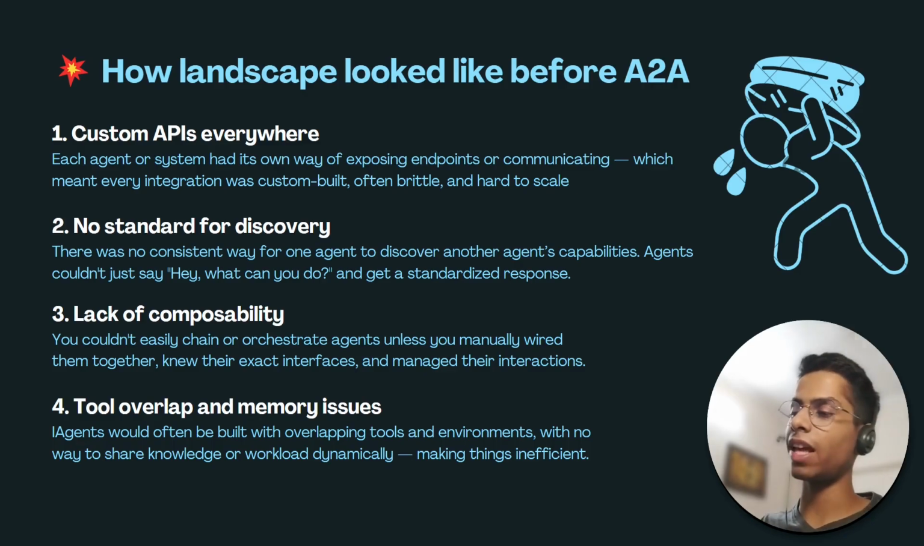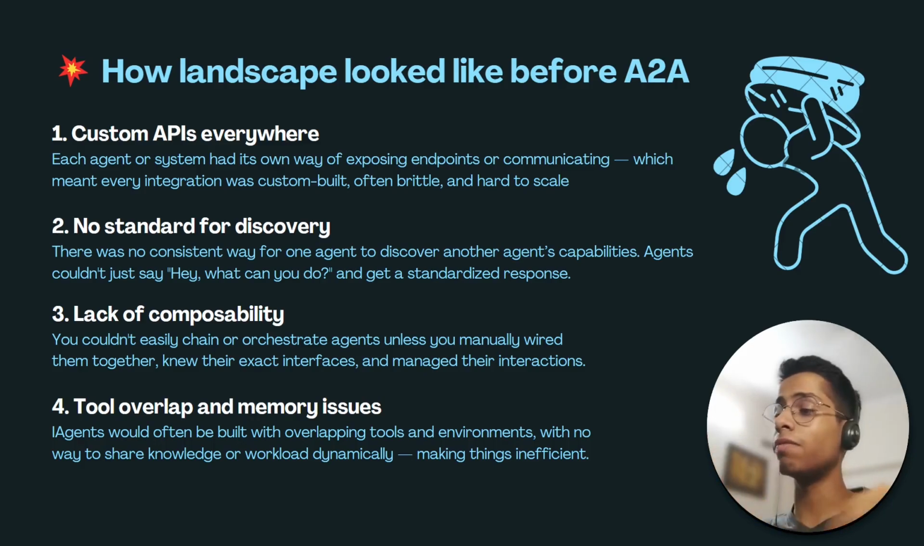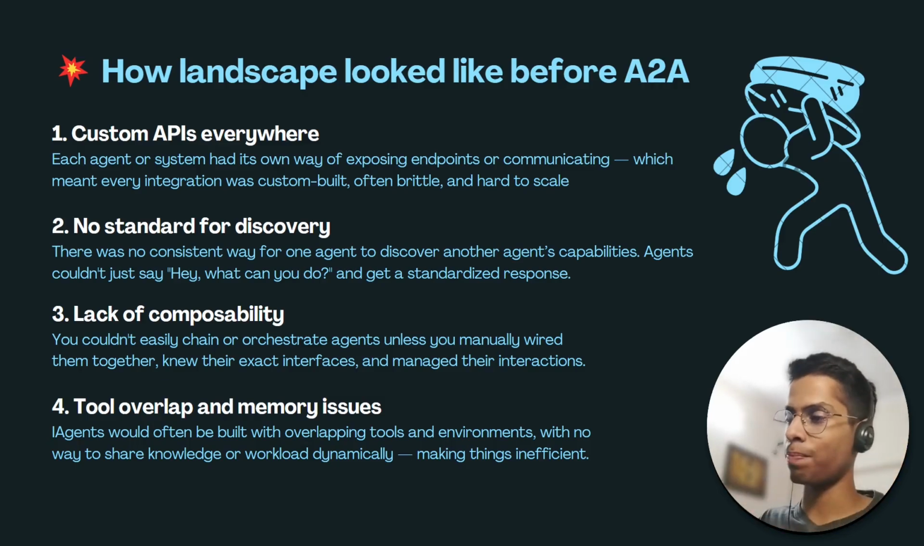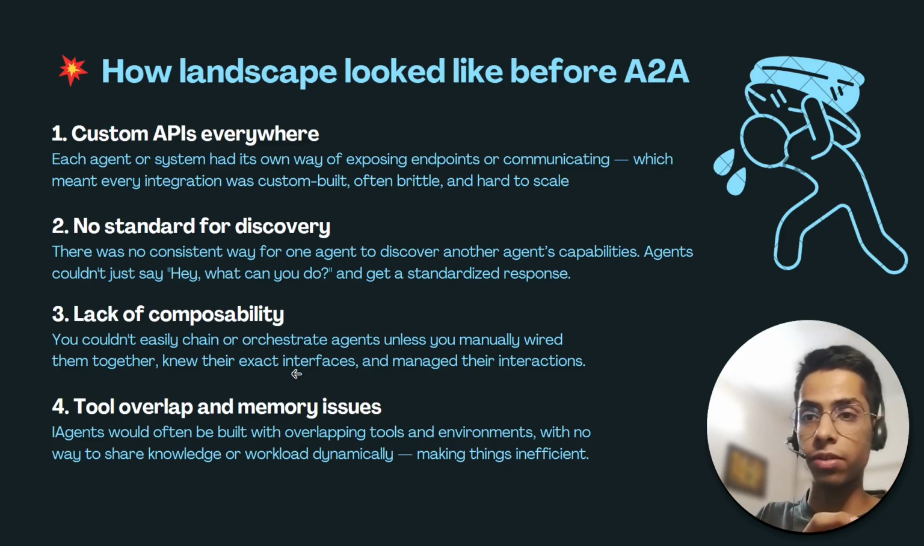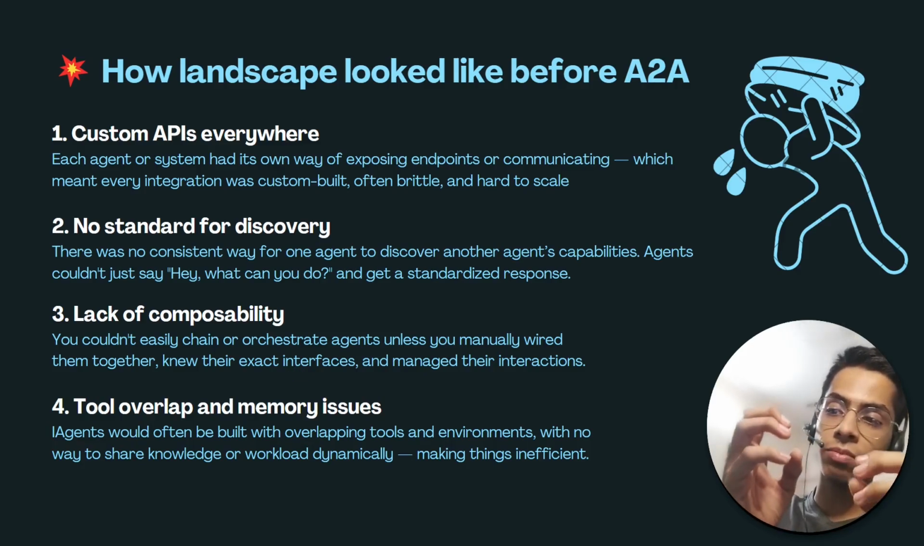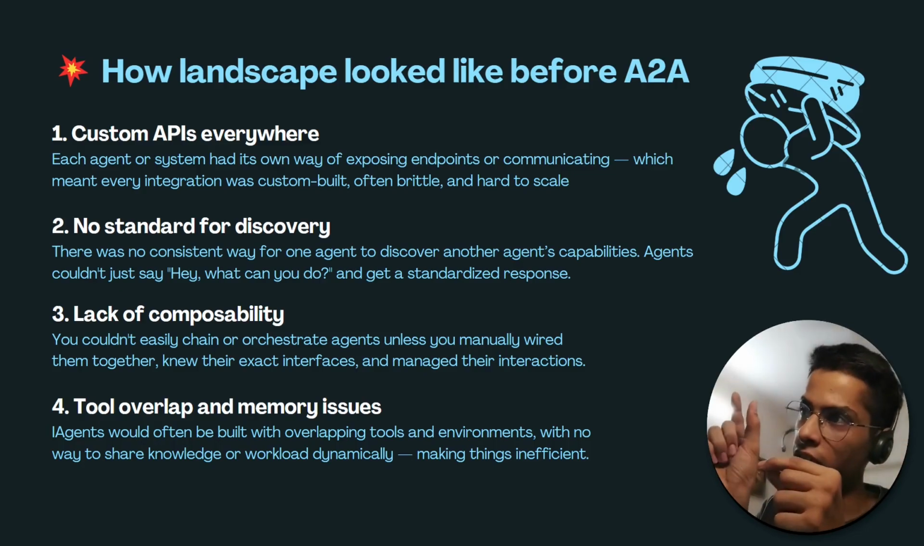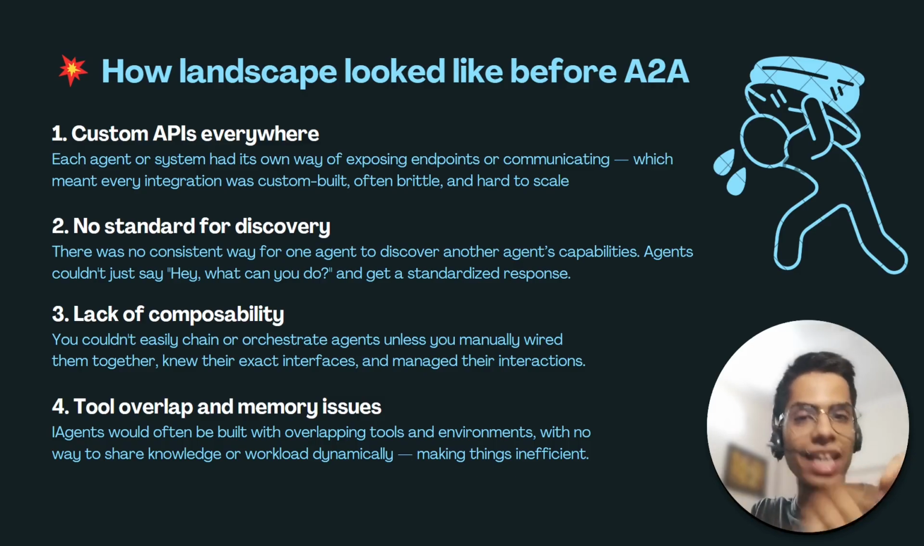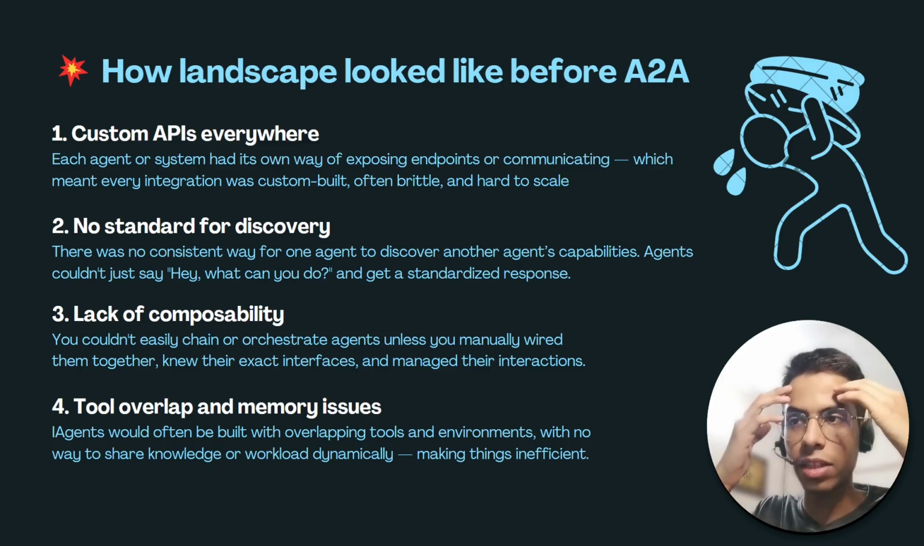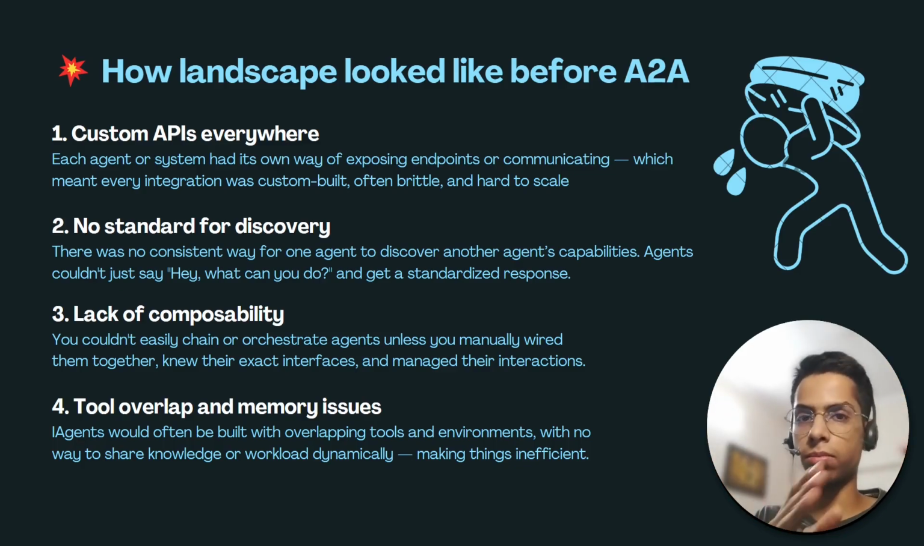And the third point that we have is a lack of composability. You couldn't easily chain or orchestrate agents unless you manually wired them together, as we talked about in the first point. Customly wiring them, knowing their exact interfaces and managing their interactions. Whenever an agent sends some response, we need to hardwire this agent, telling it that in this response we have this key, so use this key, and all those things. We need to customly tell it how to handle the interactions from each agent, and that's a mental frustration, that's a lot of load if you think about it in depth.